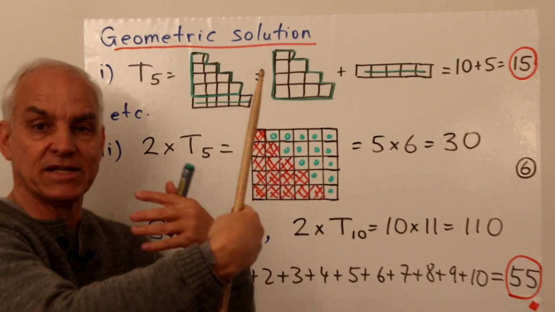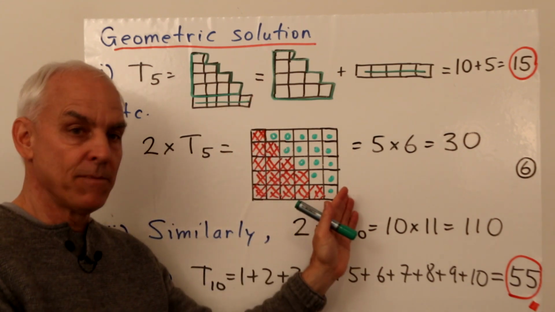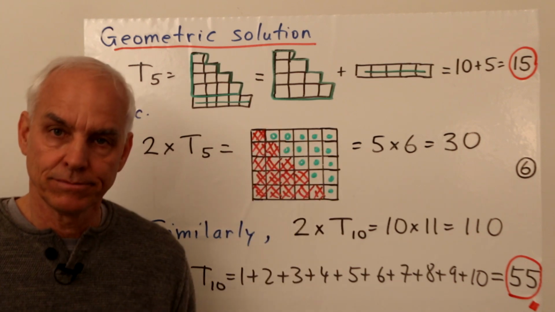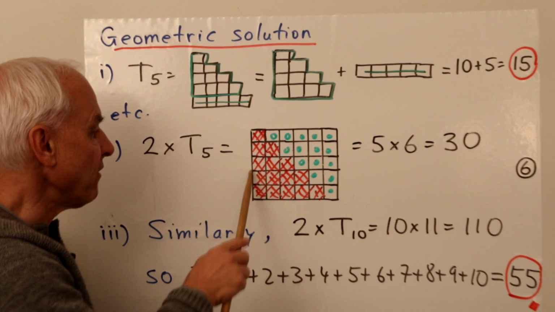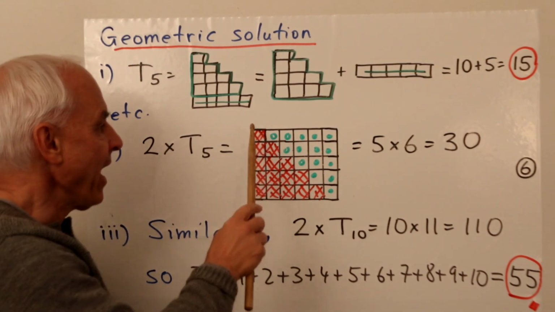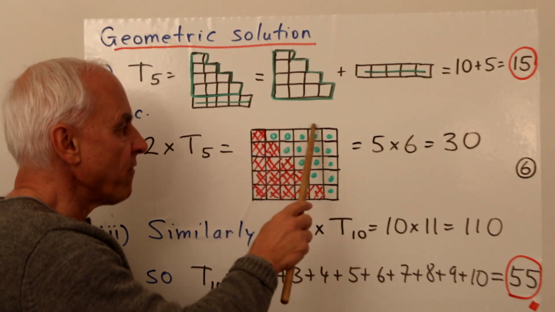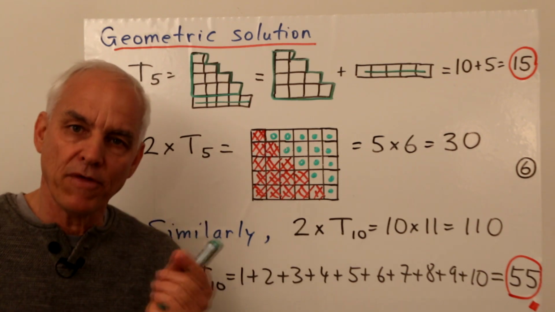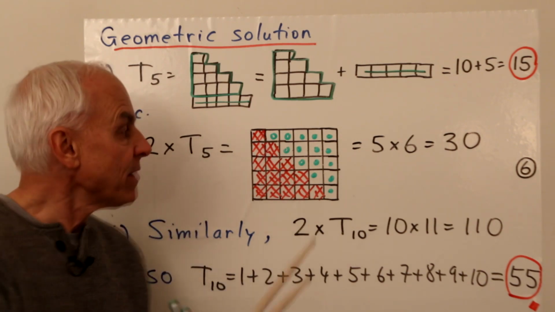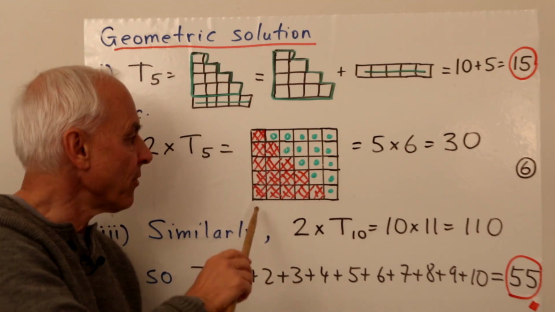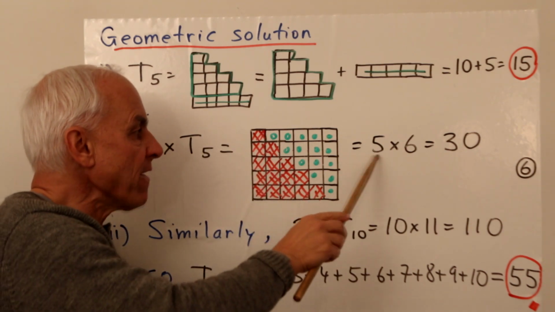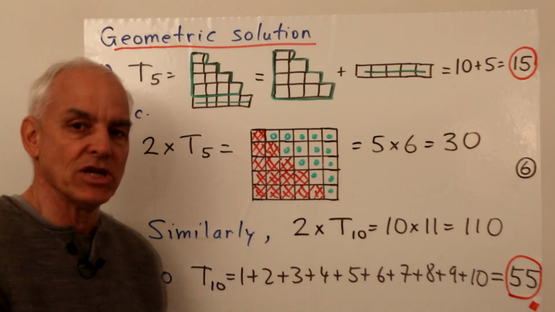And these two fit together in this pleasant way to form a rectangle, whose dimensions are what? Well, 1, 2, 3, 4, 5. And 1, 2, 3, 4, 5, 6. One more than 5. Because we have that top row of 5 and then one more. So the rectangle has altogether 5 times 6 entries, which is 30.